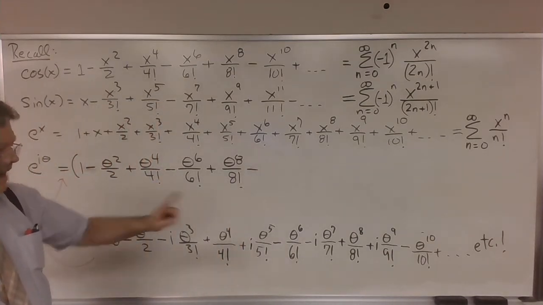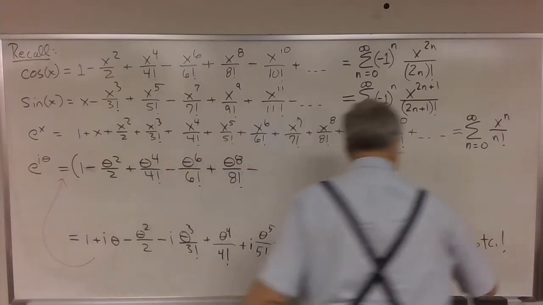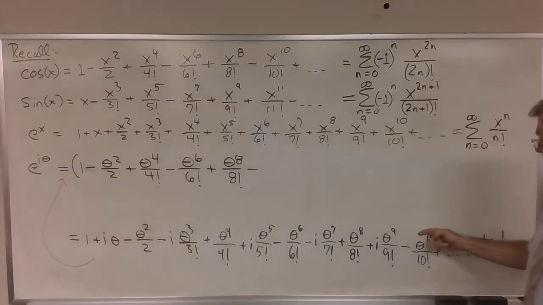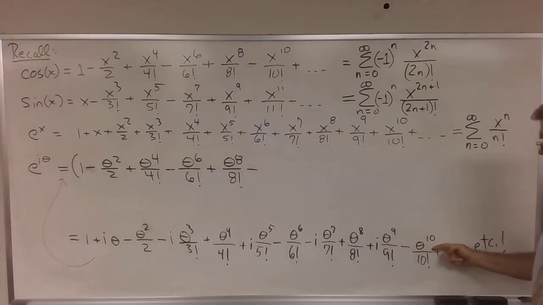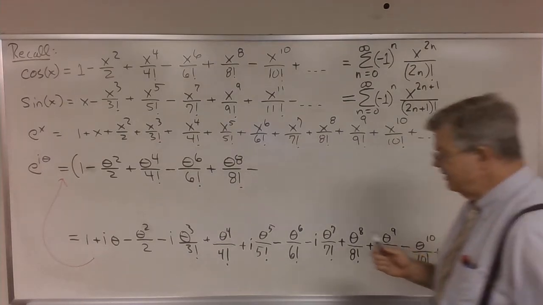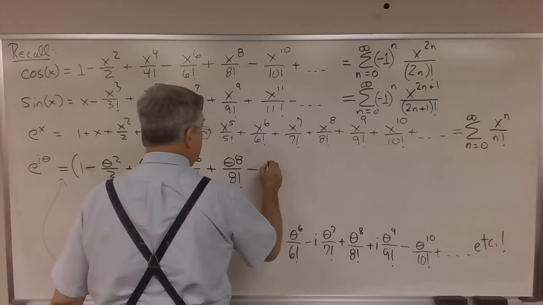So let's see, the last term down here that doesn't have a factor of i is this one, negative theta to the 10th over 10 factorial.